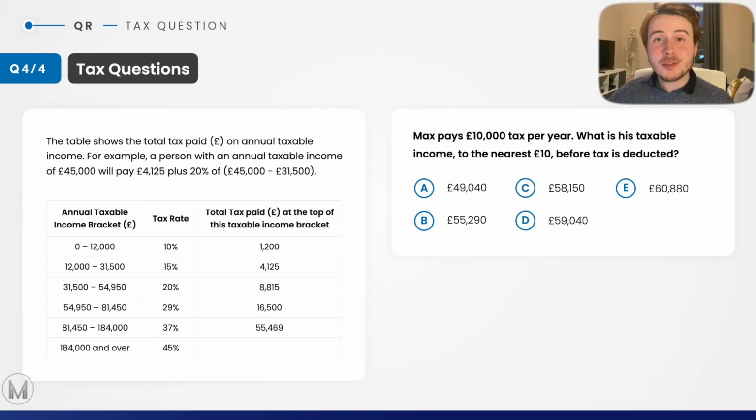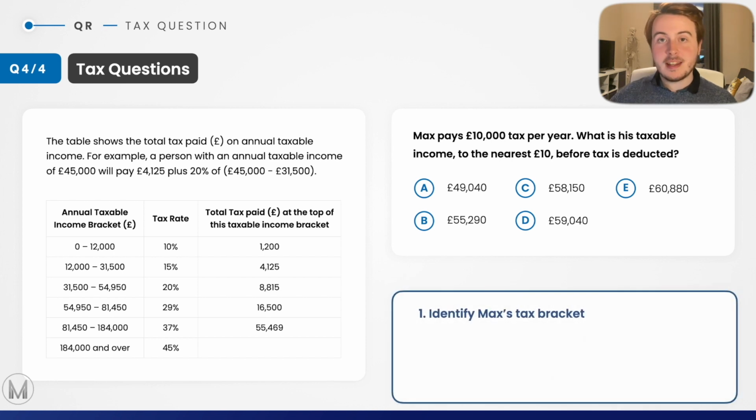So the first thing we're always going to do as normal is identify what tax bracket Max is in here. He must be in the fourth tax bracket, just based on how much tax he pays, because he pays above £8,815, which is the top of the third tax bracket. So we know he must lie within number 4 here. So what's our next step?